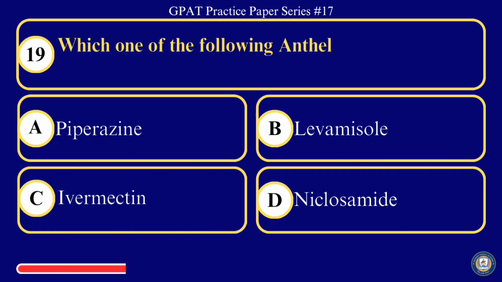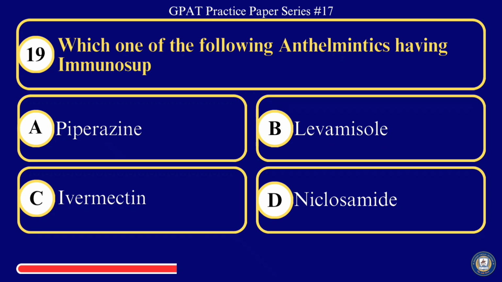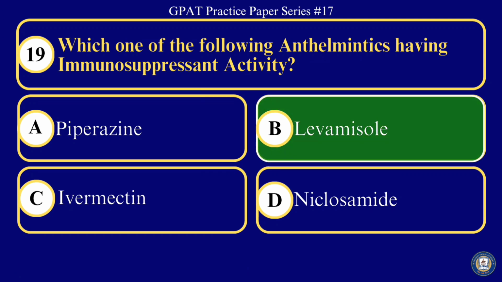Question number 19. Which one of the following anthelmintics has immunostimulant activity? Your options are A. Piperazine, B. Levamisole, C. Ivermectin, and D. Niclosamide. And the correct answer is option B. Levamisole.